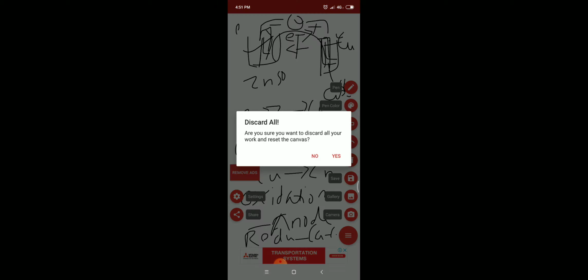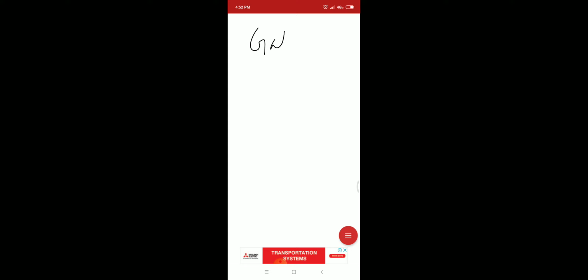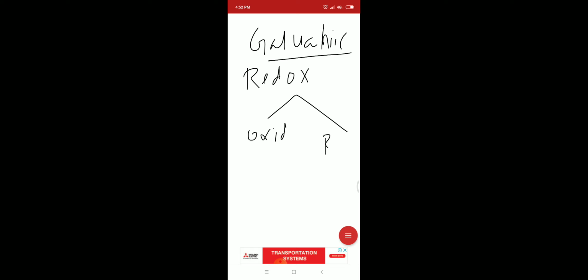Once more I will clear the idea. In a galvanic or voltaic cell, redox reactions are happening, that is, oxidation and reduction. Oxidation always happens at the anode. That is, in a galvanic cell, the anode is the negative electrode. Reduction is happening at the copper rod. That is, copper is the positive electrode here.